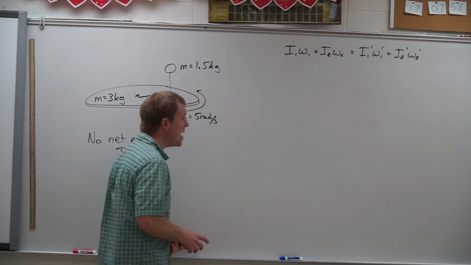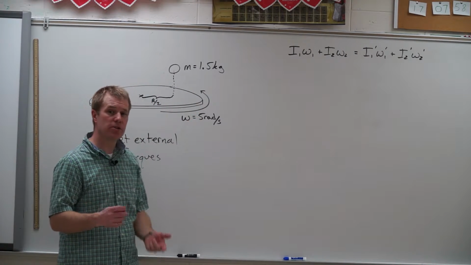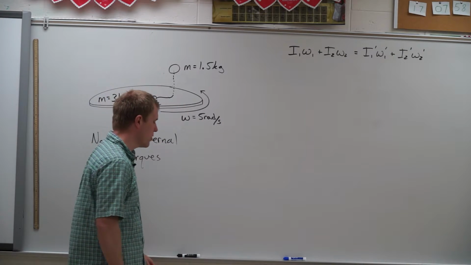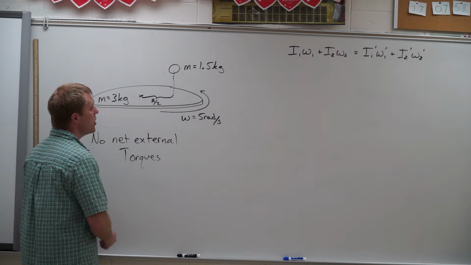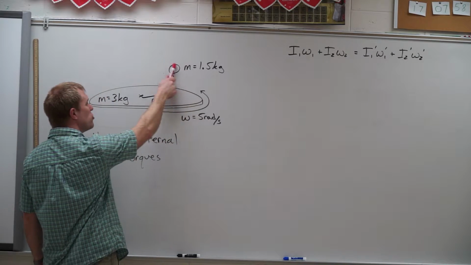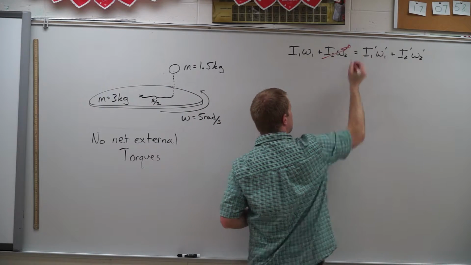Now, in this case, you might look and say, I got 8 variables. Well, some of those variables are going to stay the same. Some of them are going to be the same as other ones. So we're going to narrow it down here. So is anything going to be 0 to start with? Well, my clay ball is originally not rotating, so I'm not going to have an omega 2.